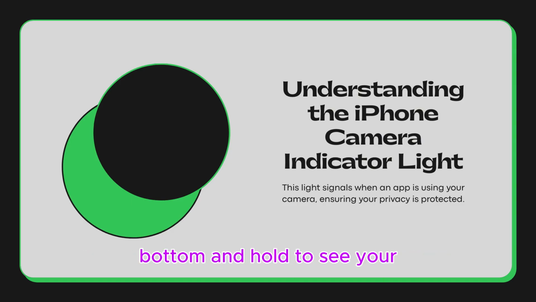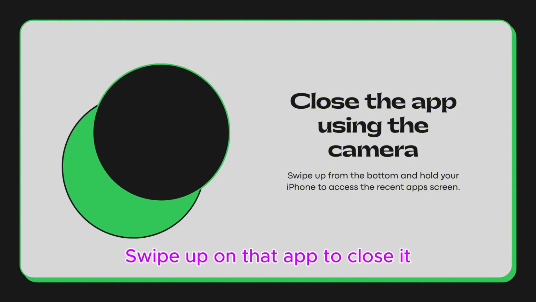Swipe up from the bottom and hold to see your recent taps. Find the app that is active, like the camera or FaceTime. Swipe up on that app to close it. The green light should turn off.